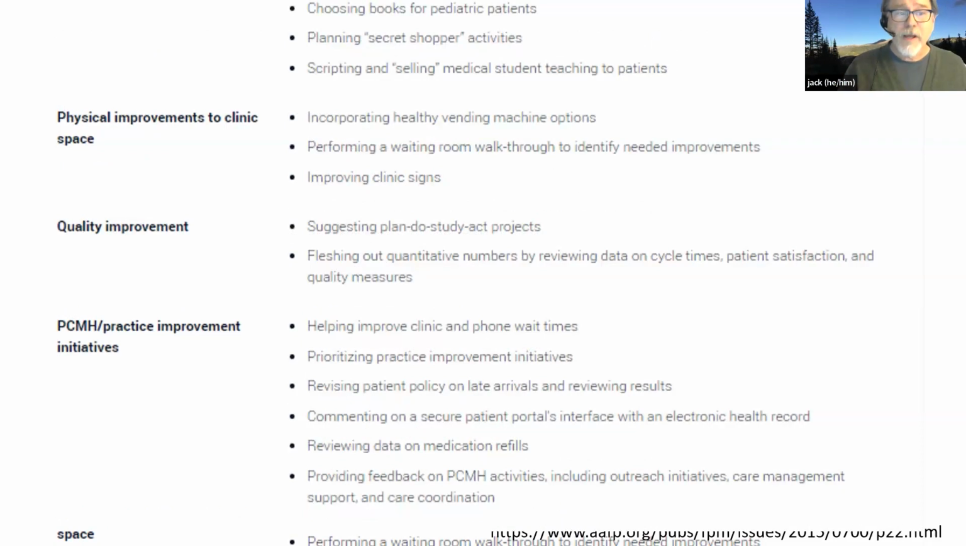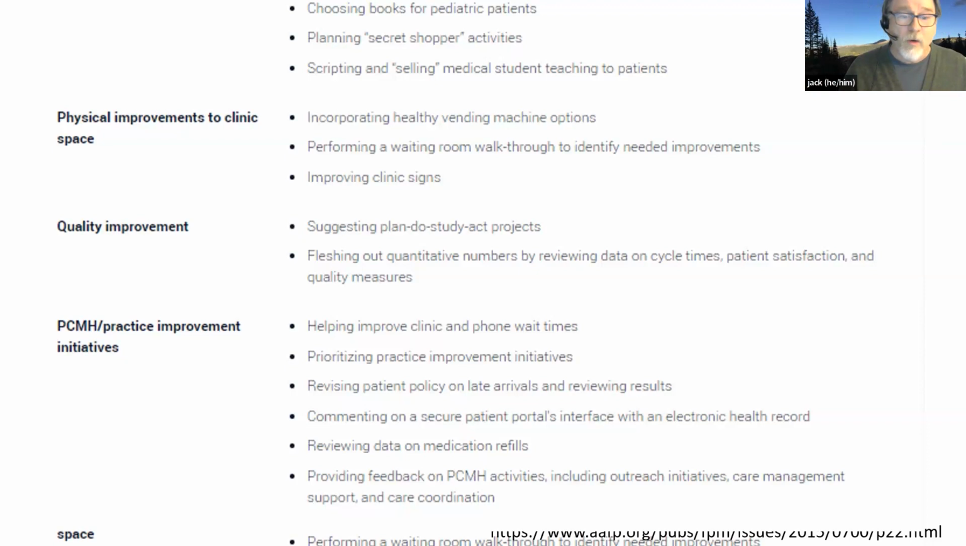They can participate in physical improvements to the space. How do you make the waiting room? What kind of vending machines? Clinic signage. We did a big project with patient engagement years ago where we ended up changing all the signage to be in English and Spanish.